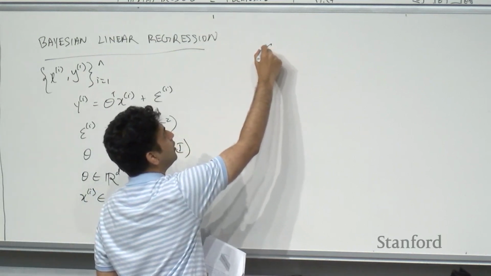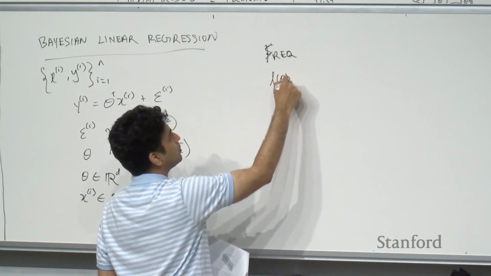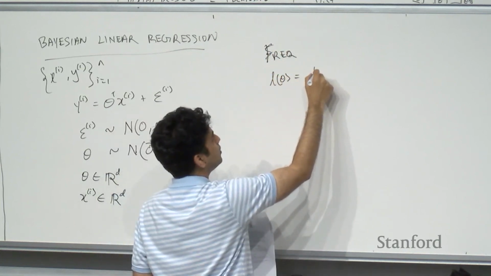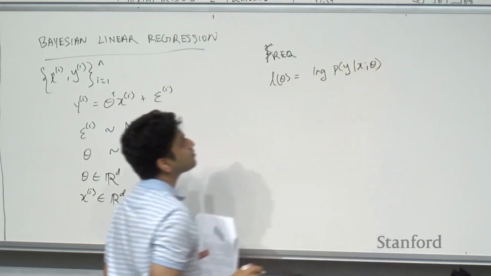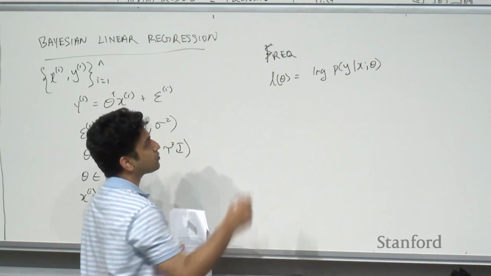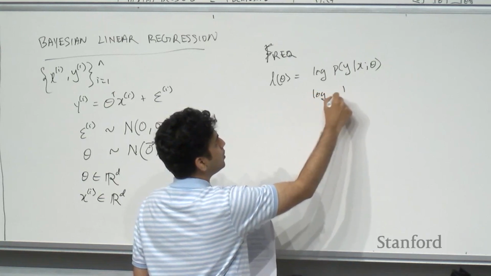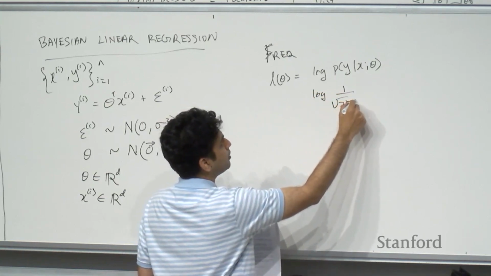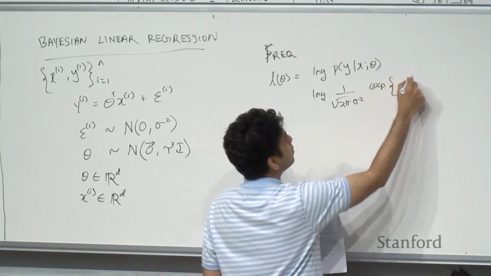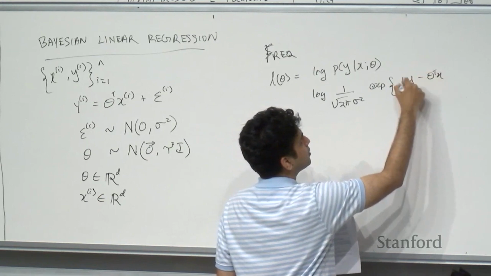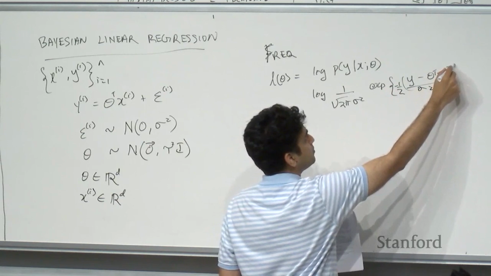So in the frequentist approach, L(theta) equals log of p of y given x, theta, right? And this turned out to be, if you remember, log of 1 over square root of 2 pi sigma, times the exponent of minus (y minus theta transpose x) squared over 2 sigma square, right?